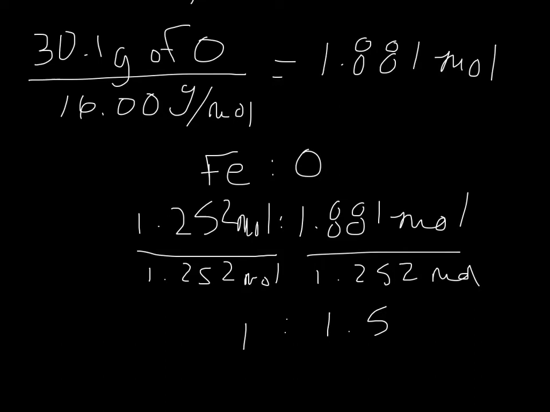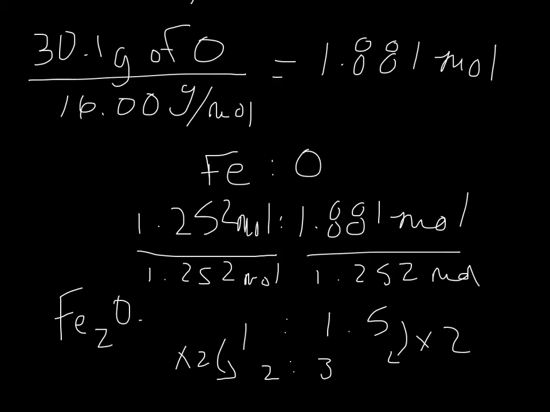So we need to think of a better way to represent this, and you can't have a decimal. So what if I took this and multiplied both sides by 2? Now I'm going to get 2 to 3, which makes my empirical formula. I'm going to write it off to the side here, and I'm going to have Fe2O3.